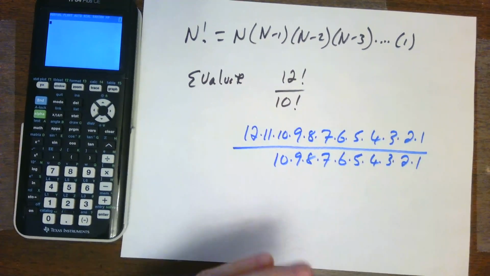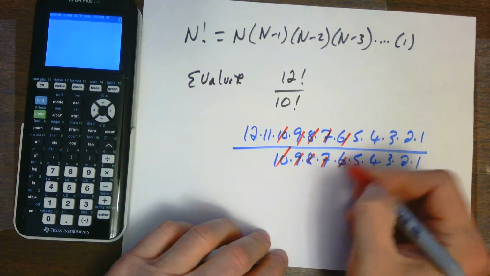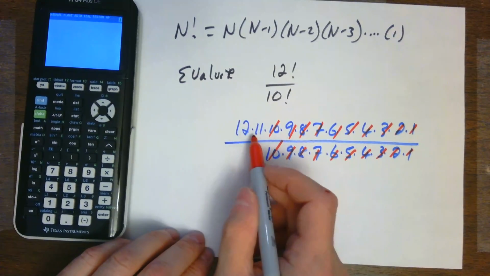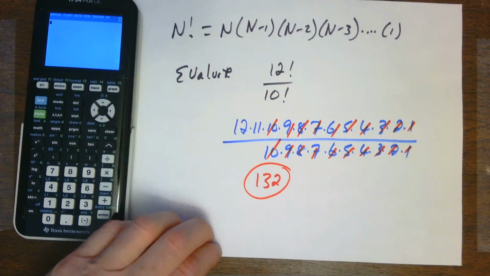I can cancel the 10 over 10, 9 over 9, 8 over 8, the 7s, the 6s, the 5s, the 4s, the 3s, the 2s, the 1. What am I left with? 12 times 11, which is 132.